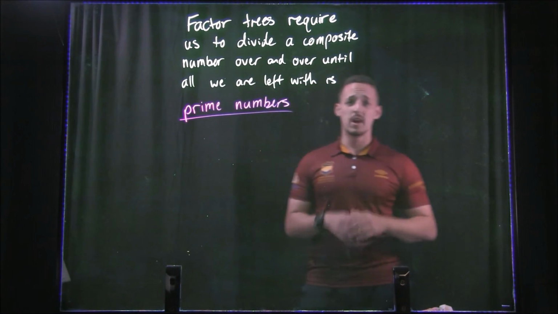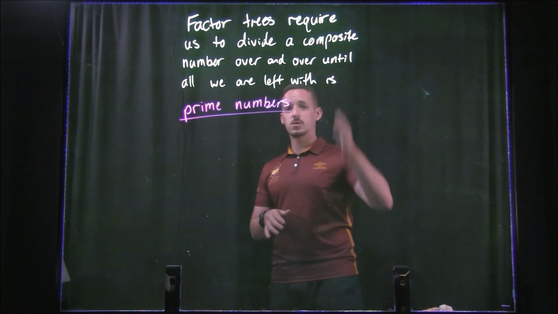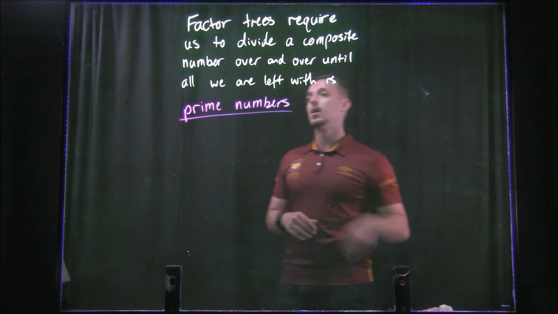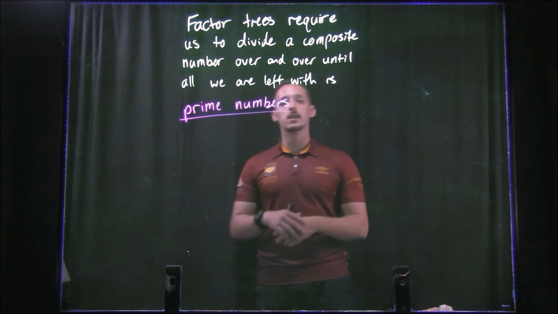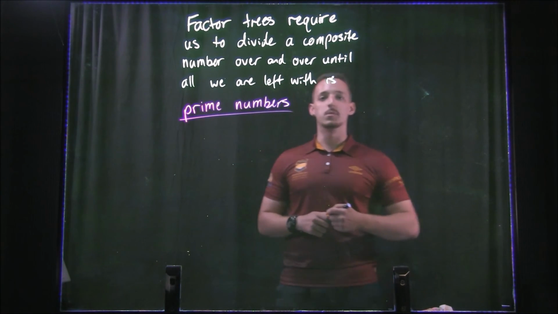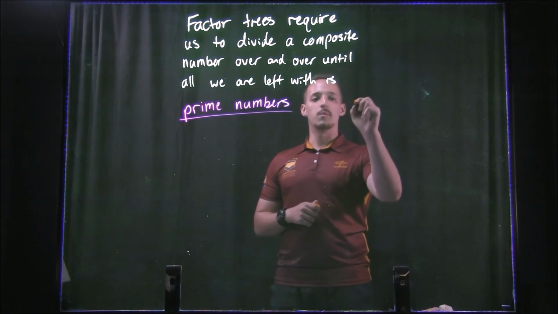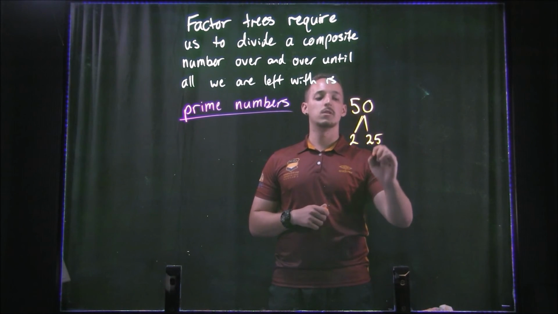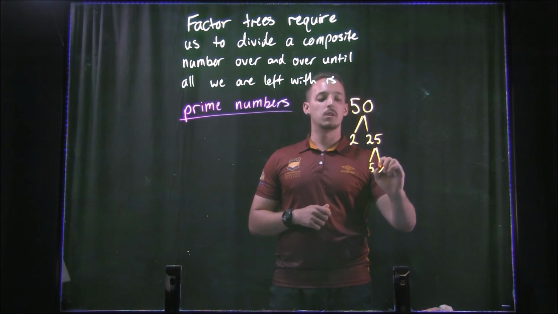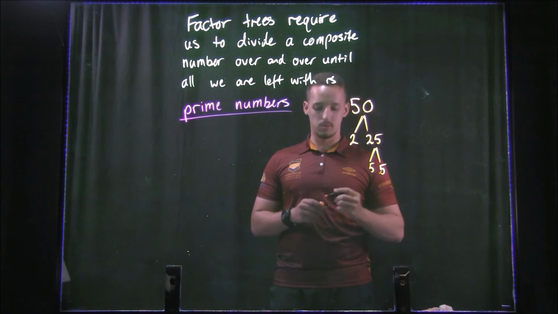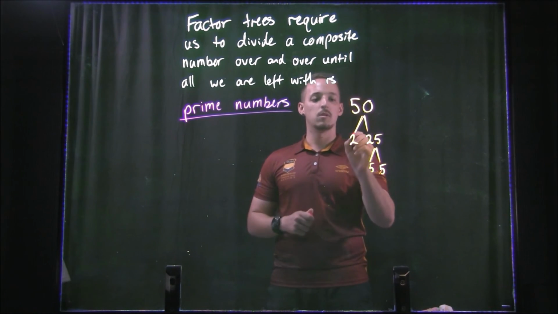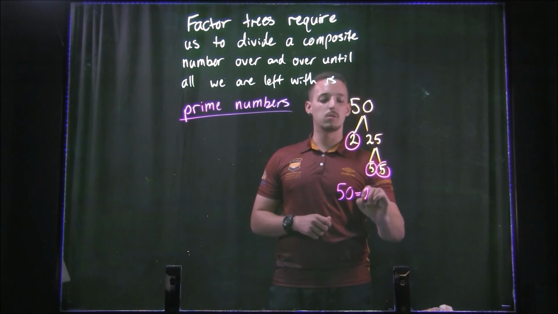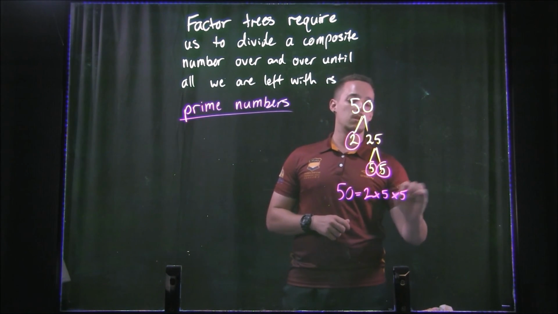To summarize this video, it's really simple. Factor trees, all they require us to do is to divide a composite number over and over and over again until all we're left with is prime numbers. And I'll leave you with one final example. 50 is 2 times 25, which is 5 and 5. Prime, prime, prime. 50 equals 2 times 5 times 5.